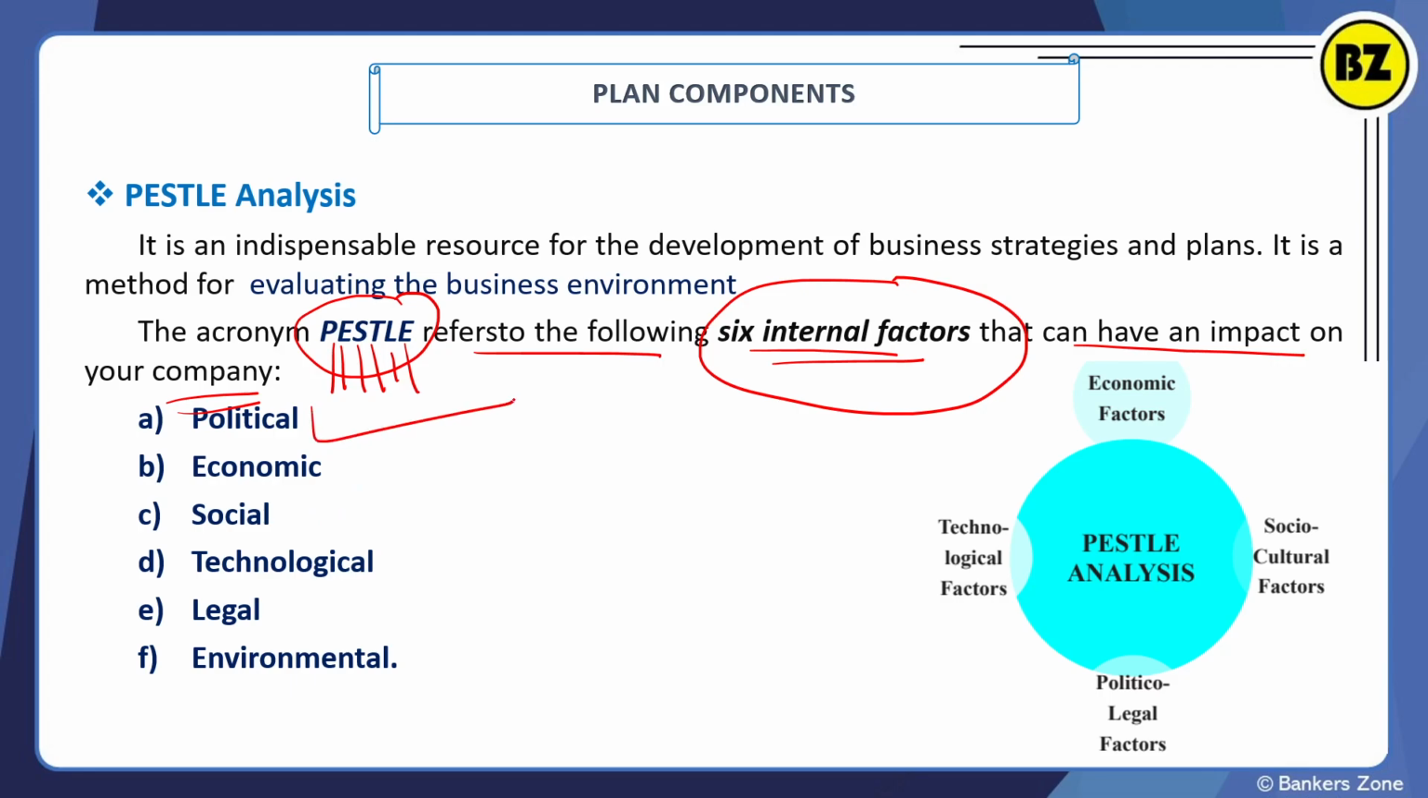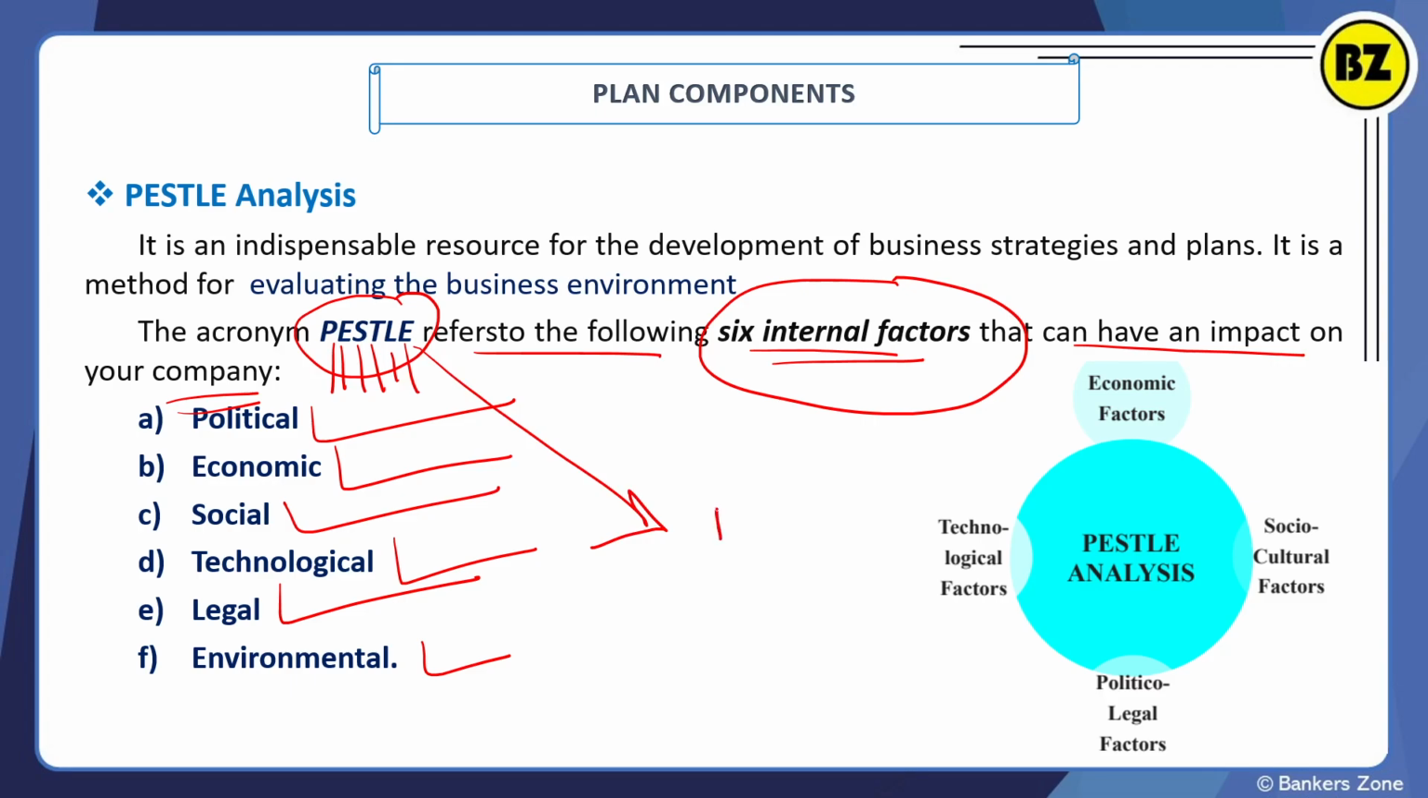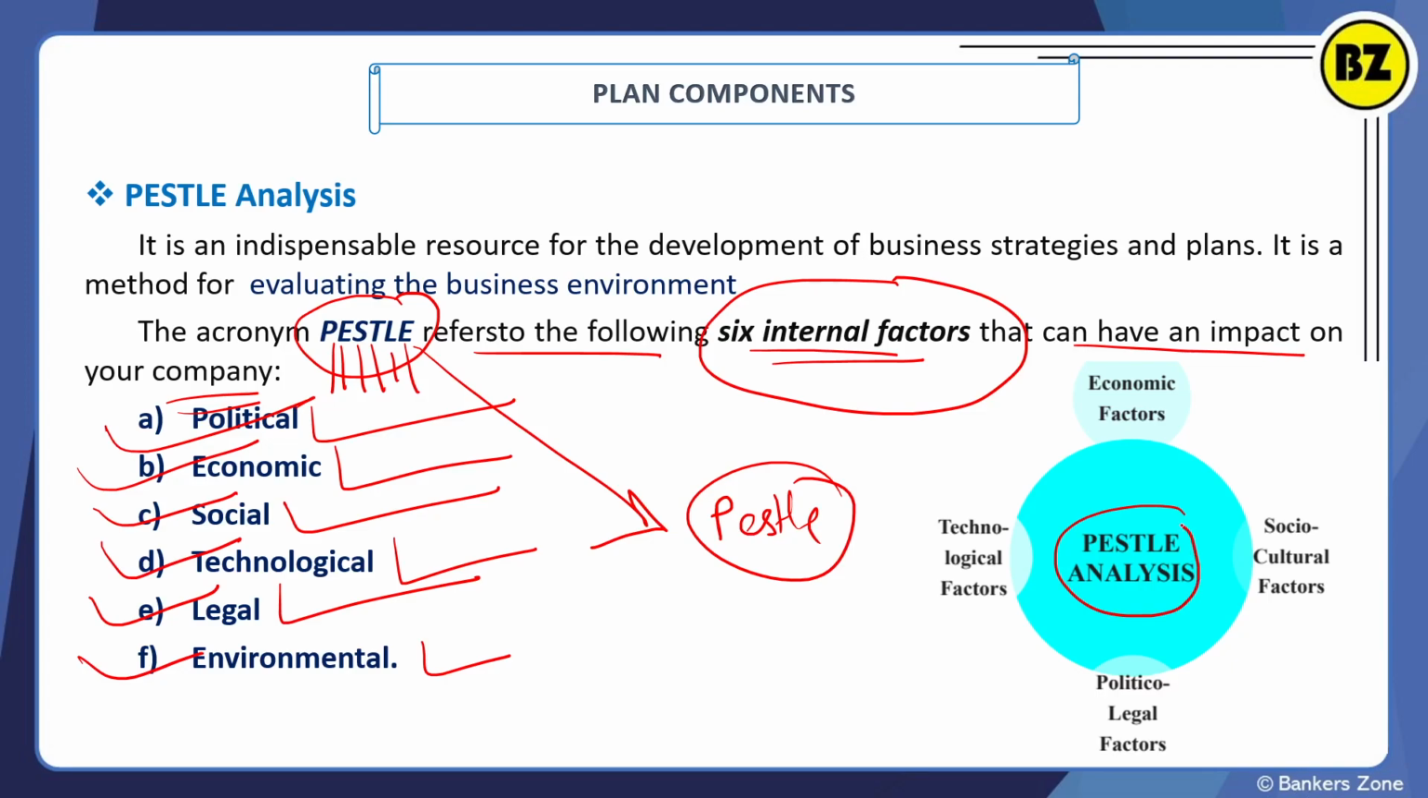P for political, E for economic, S for social, T for technological, L for legal, and E for environmental. Any company that wants to set up a business always first does the PESTEL analysis: political, economic, social, technological, legal, and environmental. So broadly you can say there are economic factors, socio-cultural factors, political and legal factors, and technological factors.